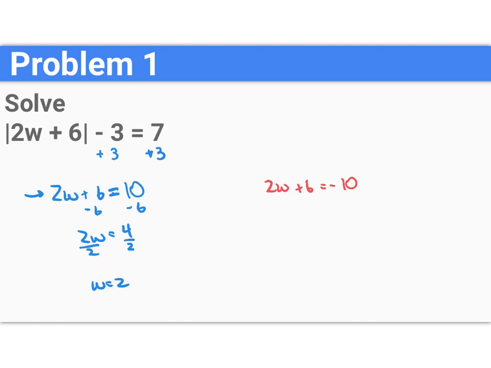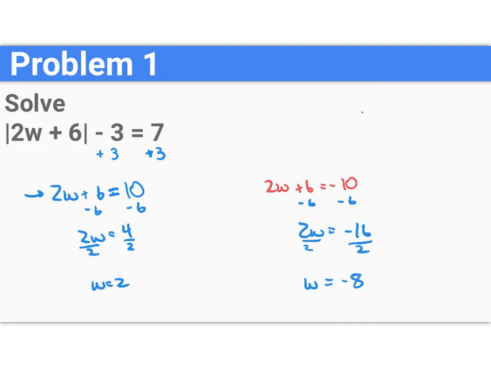So let's try 2w plus 6 equals negative 10. Subtract 6 from both sides. Oh, I'm moving too fast for myself here. I knew something looked kind of weird. And sometimes you just got to slow down. So, I'm sorry, negative 10 minus 6 is negative 16. We're dividing by 2 on both sides, and w equals negative 8.